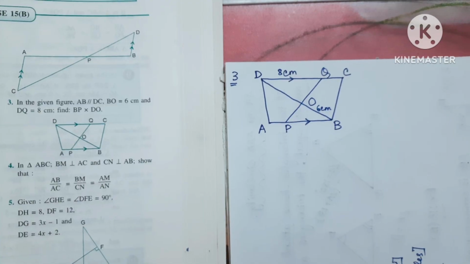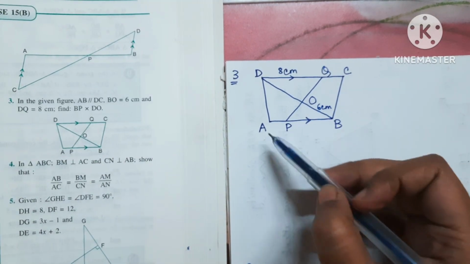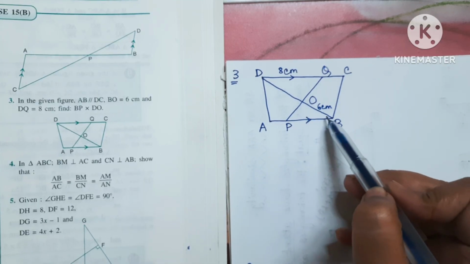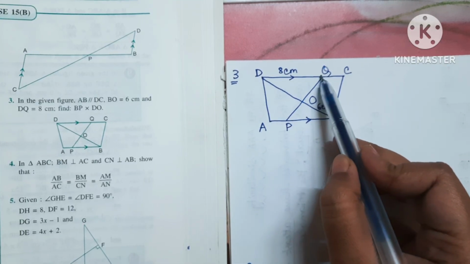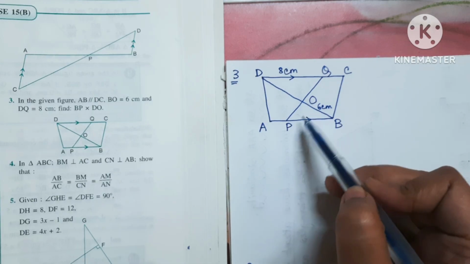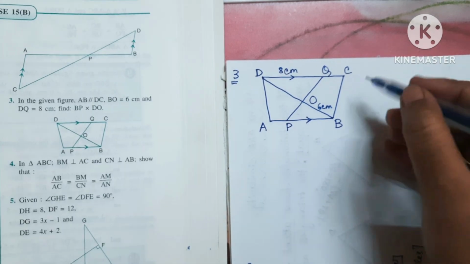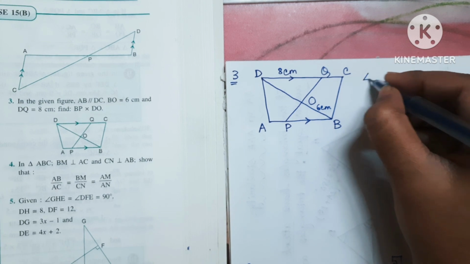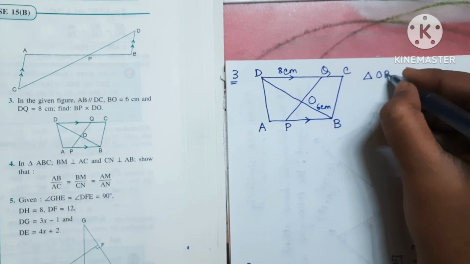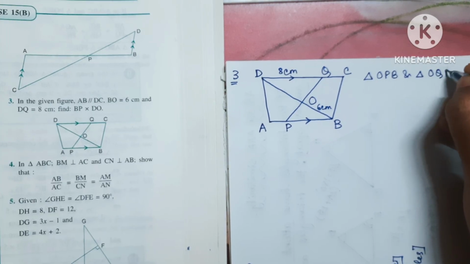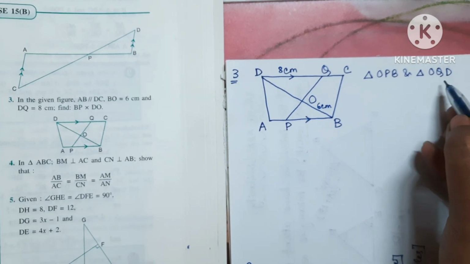Okay. See question number 3. In this figure, AB is parallel to DC. BO is 6 centimeter, DQ is 8 centimeter, and you have to find BP cross DO. So let's start. In case of these two triangles, triangle OPB and triangle OQD.